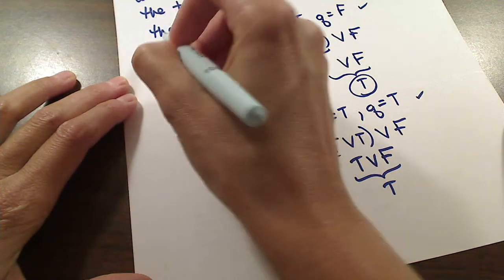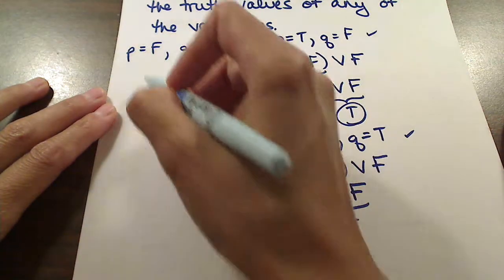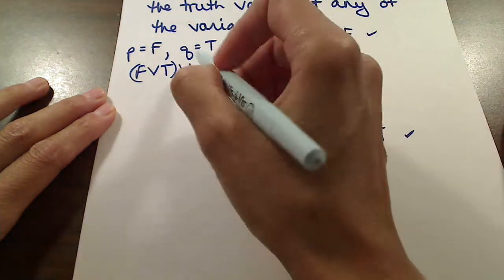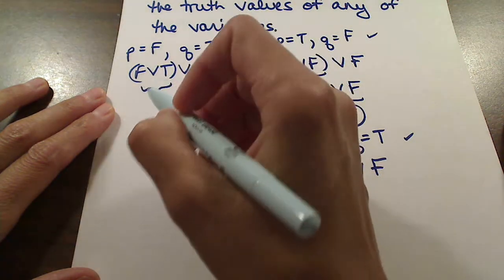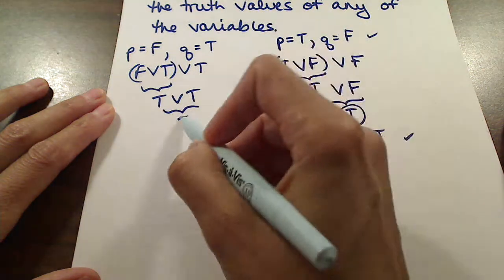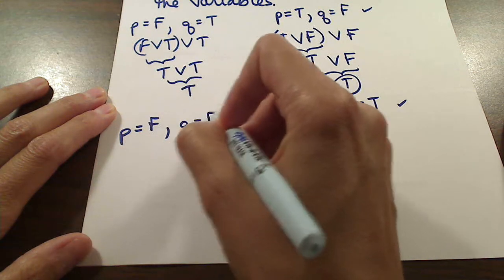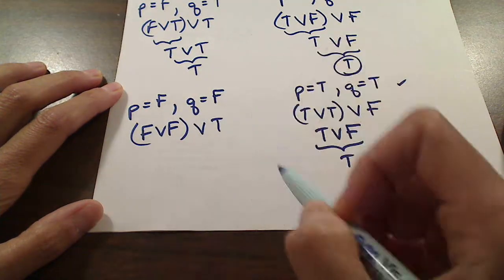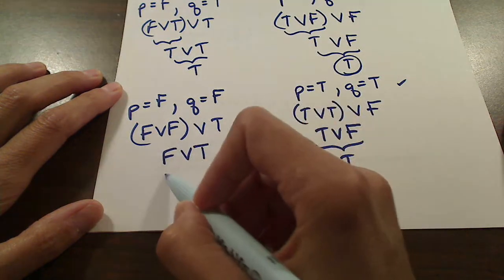Let's take a look at P being false and Q being true. If we look at that, this is going to be false or true, and or not P again, which would be true. Well, false or true is going to end up being true, and we have true or true, which is true. And then if we look at the situation of P being false and Q being false, we have false or false, which is actually false, but then false or true is actually true.